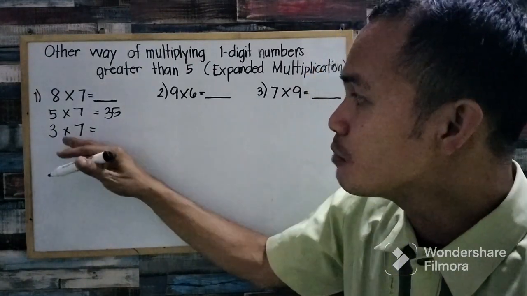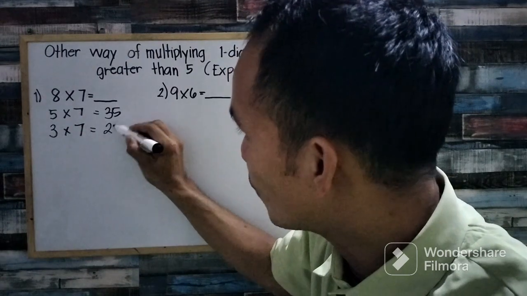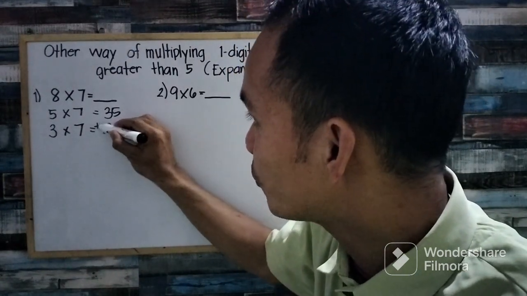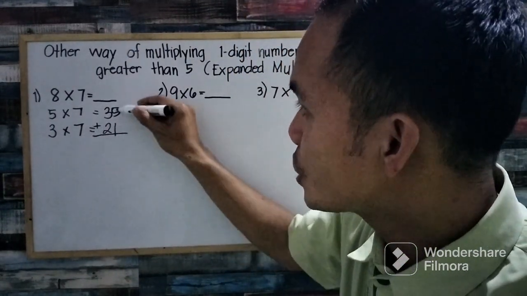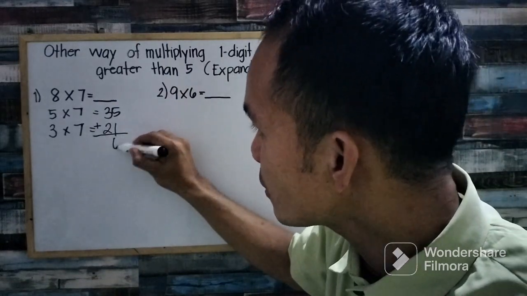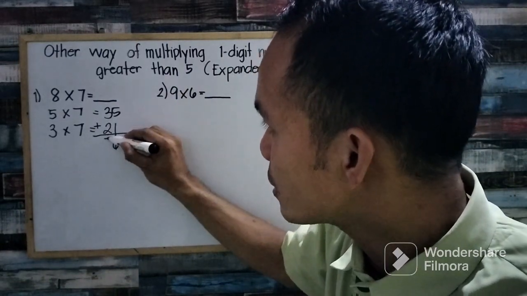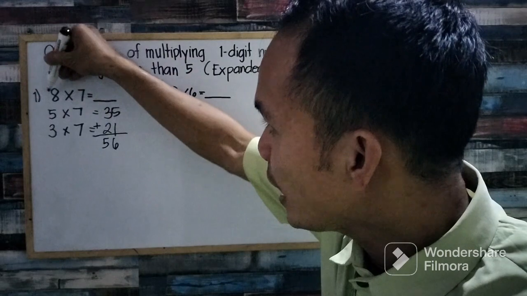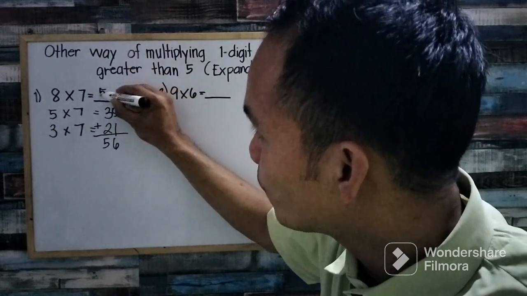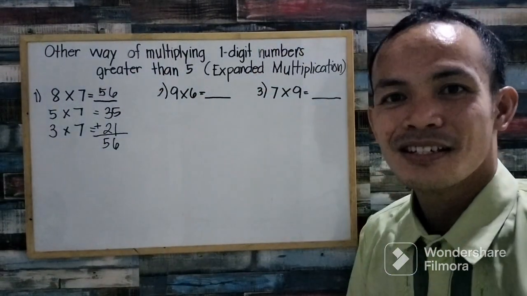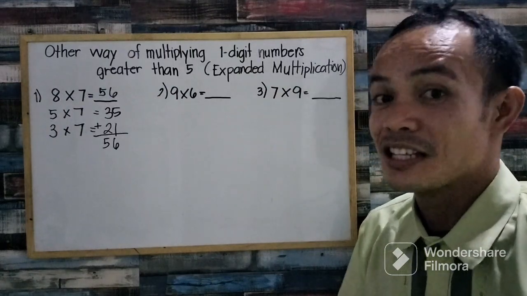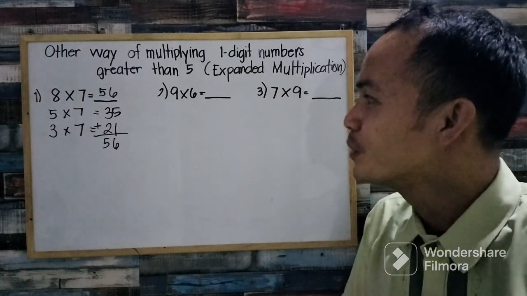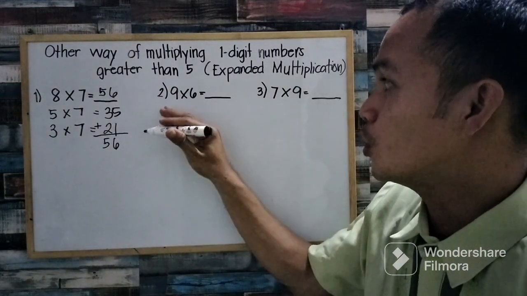Alright? So, 3 times 7, alam naman natin that is 21. And after that, we have to add. Alright? So, 5 plus 1, that is 6. 3 plus 2, that is 5. So, 8 times 7 is equal to 56. Alright? That is how you are going to multiply. Now, let's proceed to number 2.